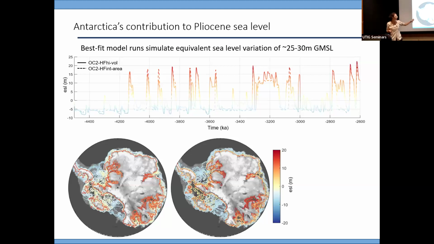These plots show the two model run grounding lines, and the grounding lines are colored according to the sea level contribution at each time. And so you can see these high stands are driven by collapse of the West Antarctic ice sheet and portions of the marine-based East Antarctic ice sheet.